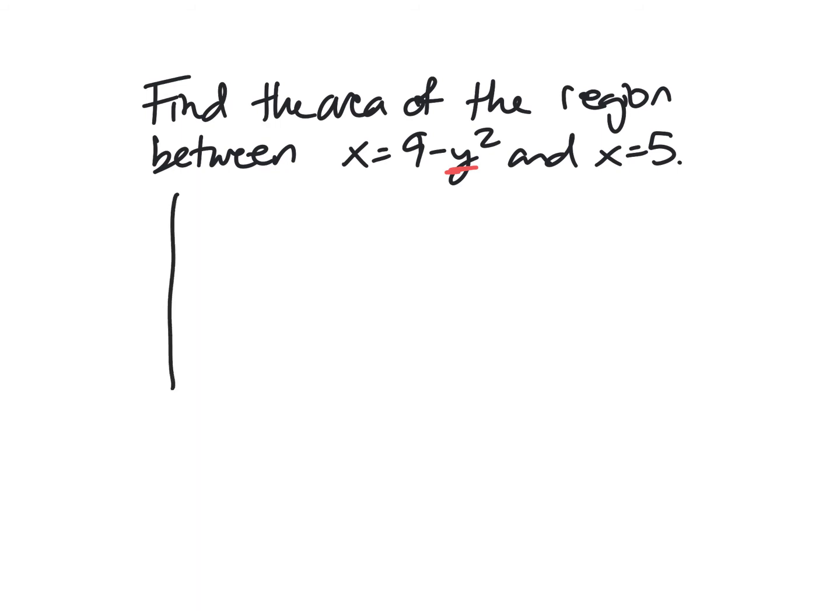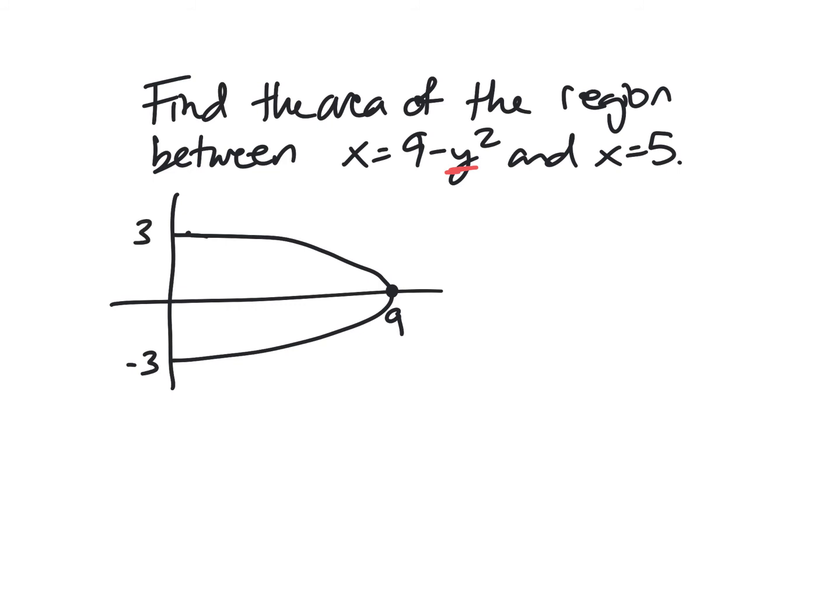So you can view things in a couple ways here. So we know what these graphs look like. This is x starting at 9 down here, and then it's a downward facing parabola, except it's not downward, it's leftward, because we have y instead of x. -x squared would face down, but this is moving horizontally, not vertically. And so we head back left. So this is 9 minus y squared. And then x equals 5 is just a vertical line. So we're talking about this region here.